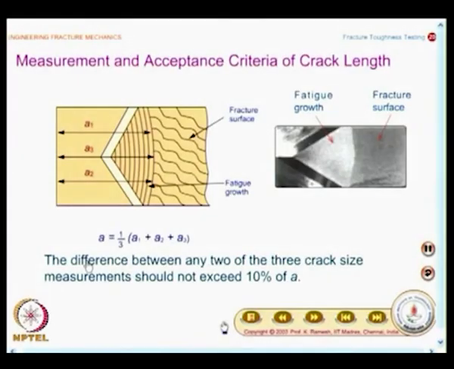The code says how you should measure and qualify whether you can accept or not. I measure A1, A2, A3, and the acceptance criteria is the difference between any two of the three crack size measurements should not exceed 10% of A.